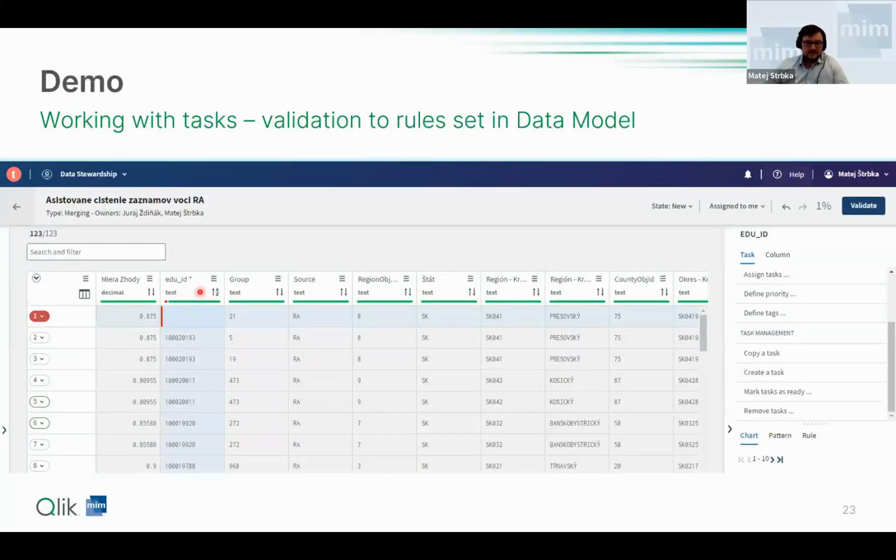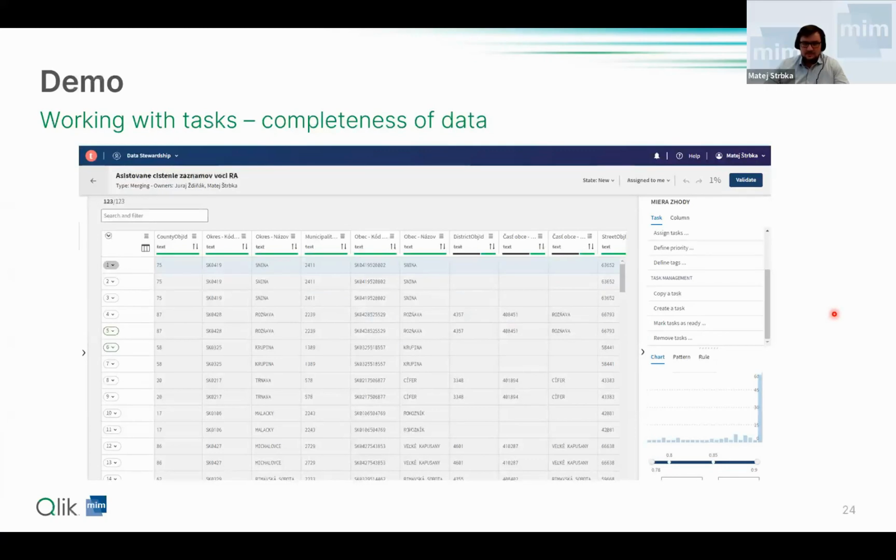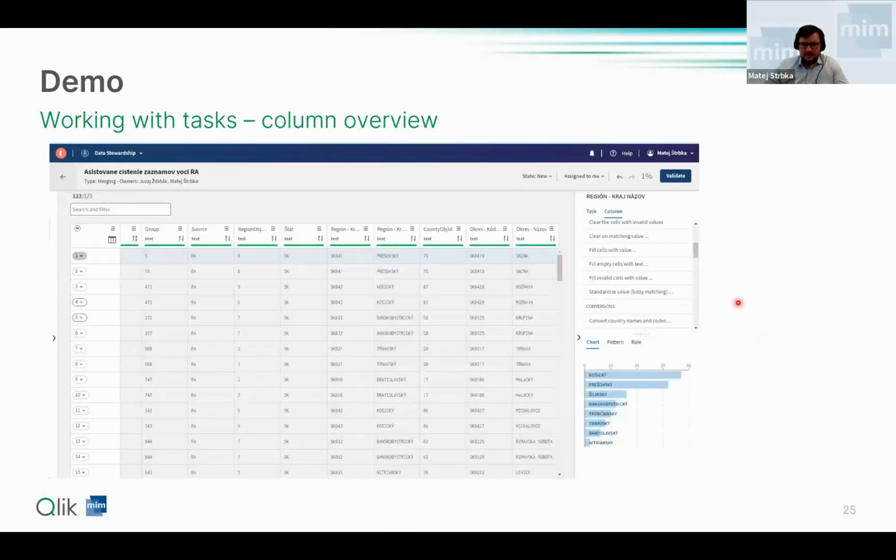In case we set a certain attribute to be mandatory, it shows us with this passive-aggressive red color that this value is missing, and it doesn't allow us to put this into the next phase, meaning resolved, unless there is some value. Talend Data Stewardship also allows us to work with the tasks as a whole, meaning we can change a whole column. For example, we can clean the cells with certain value, or we can standardize the values in an entire column. We can clean the numeric characters from our column, and so on.